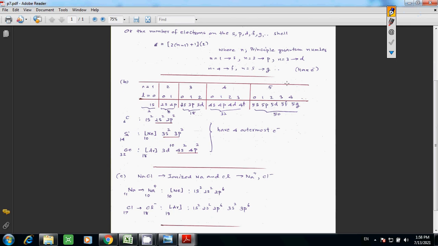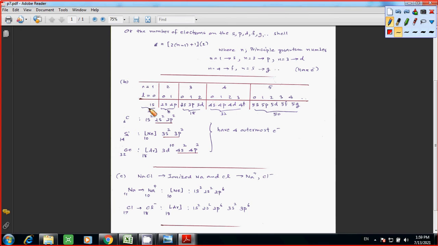So the electronic configurations for carbon here, we have atomic number 6. That's going to be 1s, 2s, and 2p. That makes 6 electrons, right? So this is the configuration of your carbon. For silicon, you have 14. For Ne, you can write this one. Ne is 10, that's the atomic number. So you need 4 more. So that's going to fill up 3s2 and 3p2.